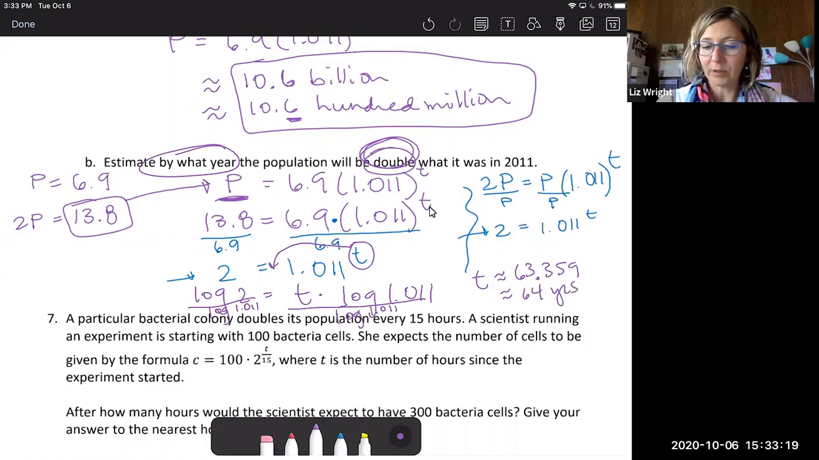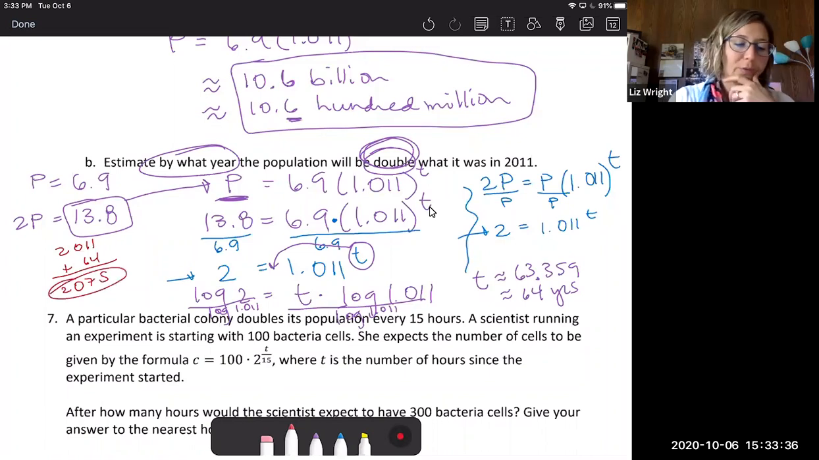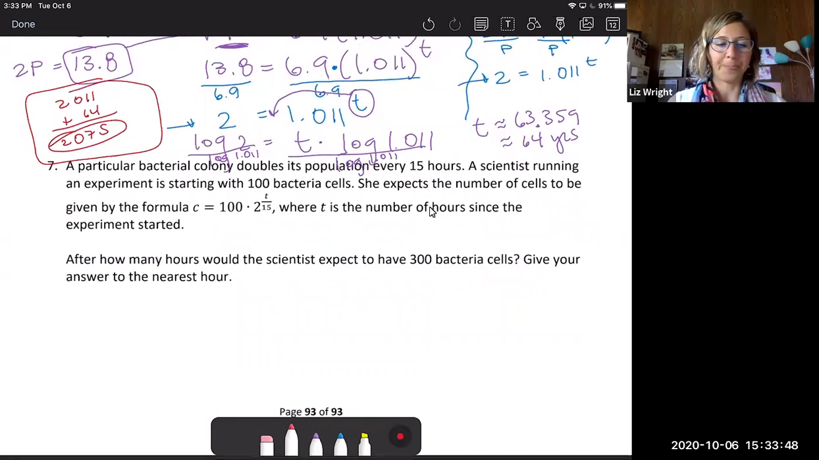That's still not my answer yet. Now it's saying what year? What year will the population be doubled? And you're going to take 2011 and add 64 to it. And so you should be getting 2075. So by year 2075, the population will have doubled. And again, that's based off of that model, which could be correct, and it could maybe not be correct. But anyway, it's by year 2075. So there's your final answer right there.